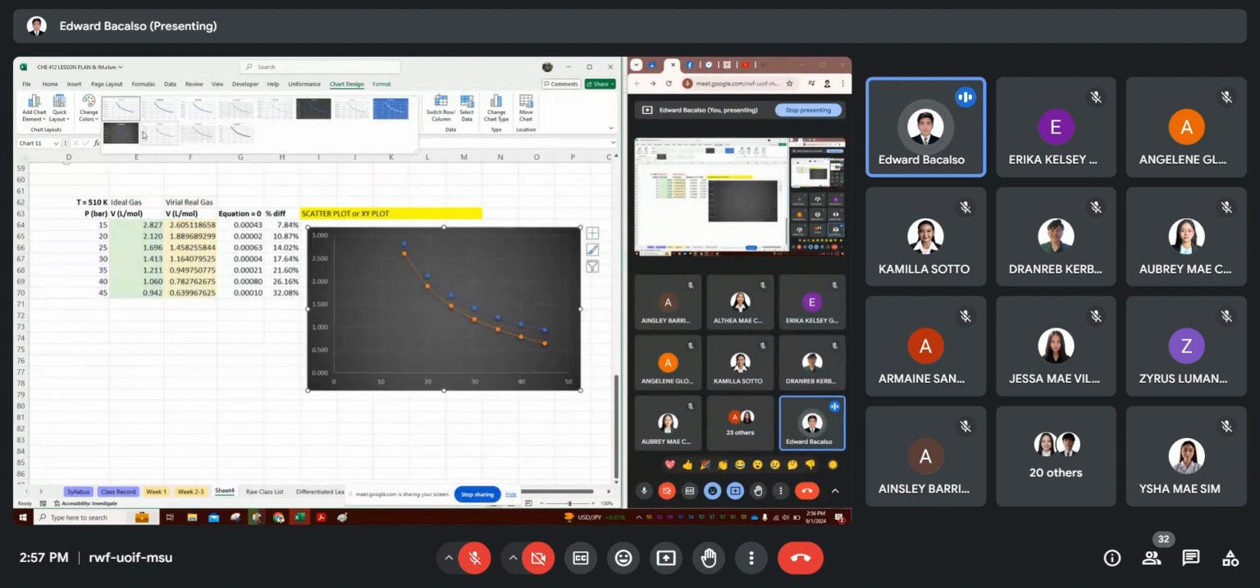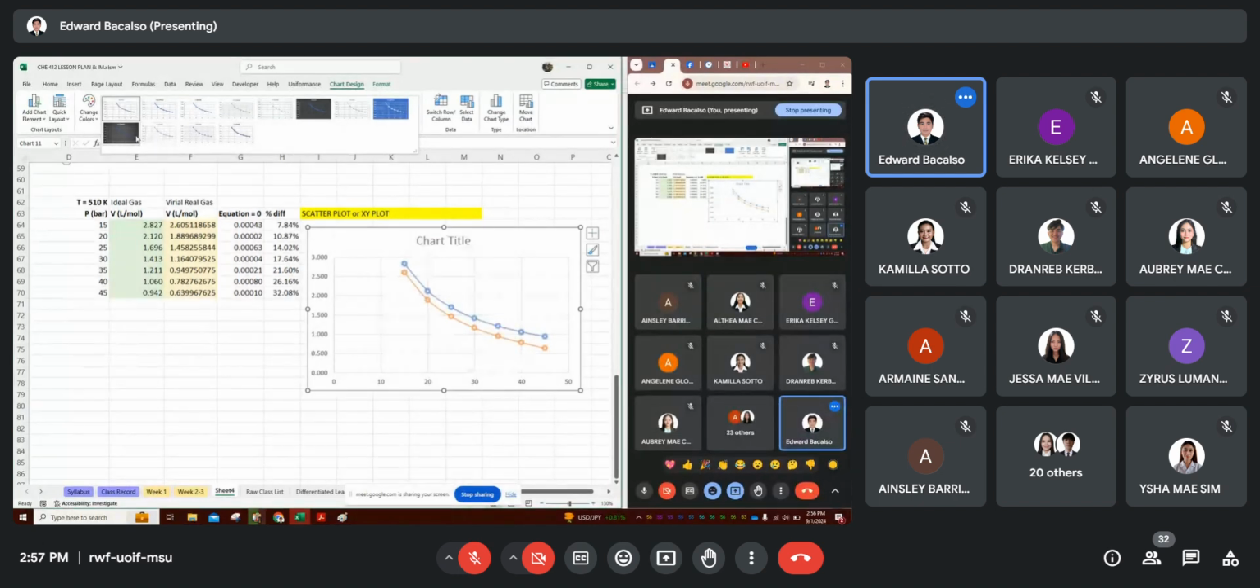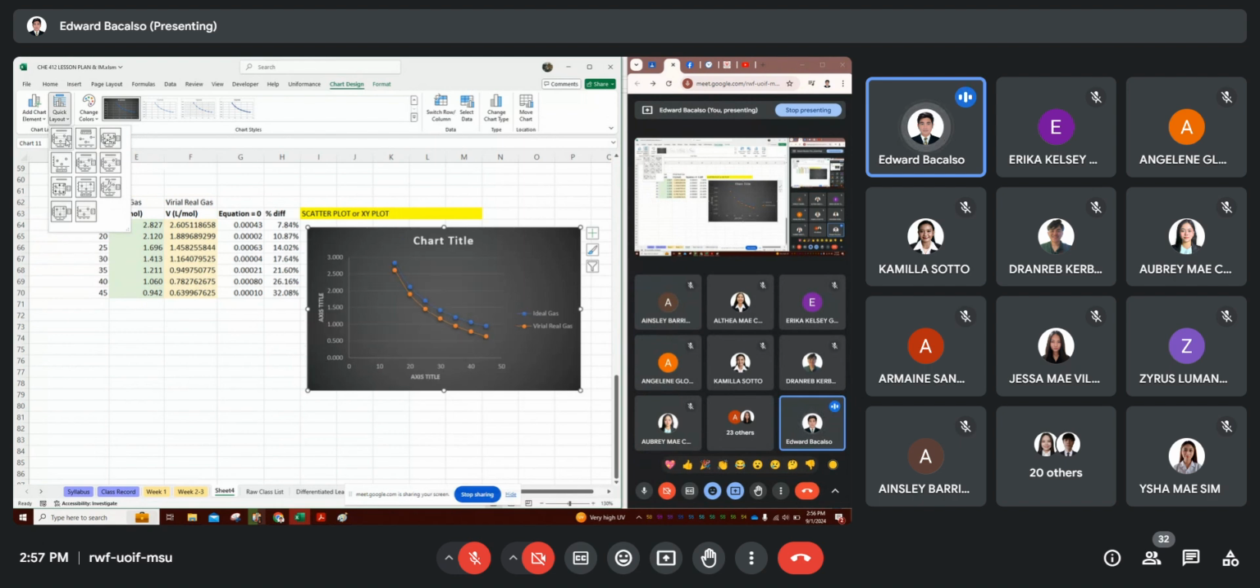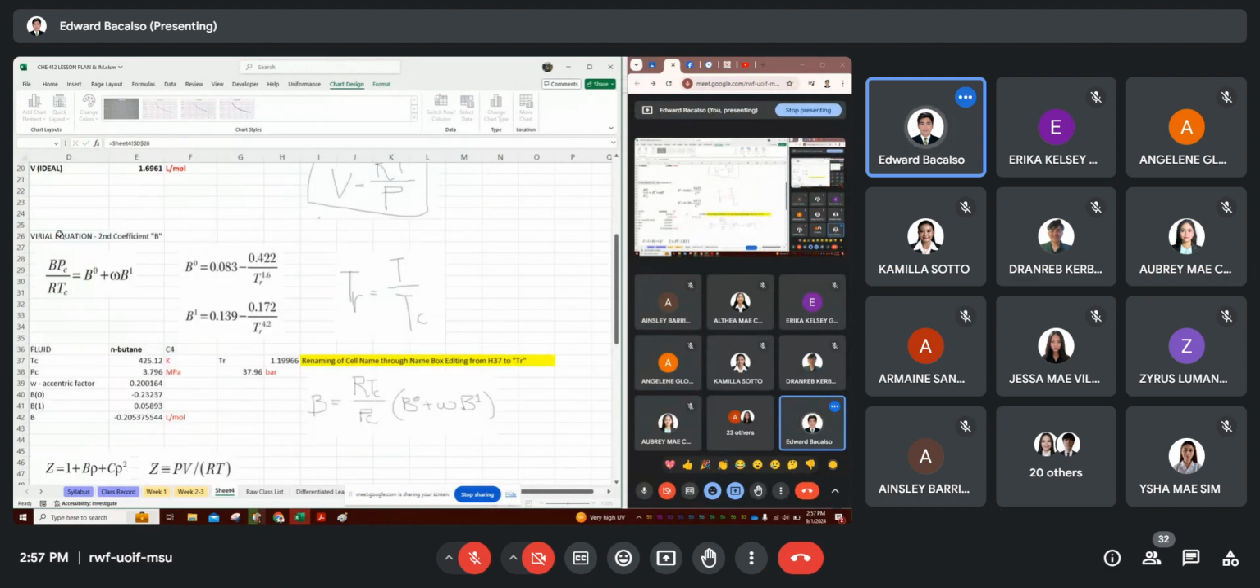So, hanap tayo ng pwedeng design. Yan, I think ganyan, no? Okay naman na yan. Quick layout, pwede natin maglagay ng axis titles. So you can play with this one, depende sa paano nyo siya i-represent. So this one is pressure, yung nasa x-axis. Sa y-axis is volume. Chart title, pwedeng gawin natin tong yung second virial equation.